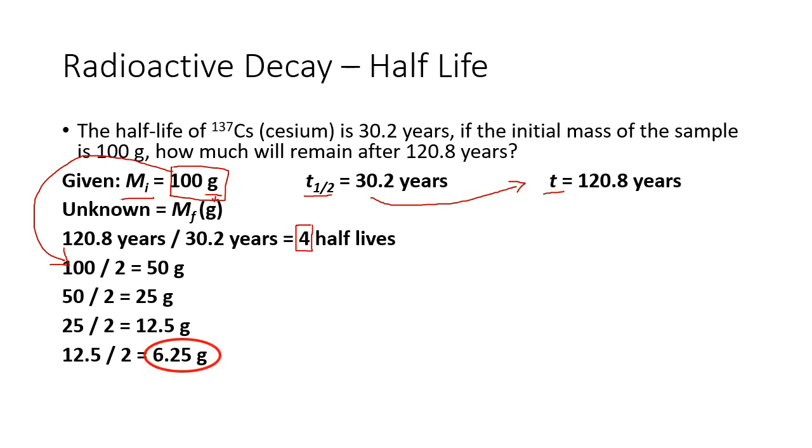That's my final answer. Now, if you really wanted to, you could use a formula. You could say the final mass equals the initial mass divided by 2 raised to the number of half-lives, and you can plug and chug and get 6.25 grams, and you see that they're the same. That formula isn't so bad, but let's look at another problem.